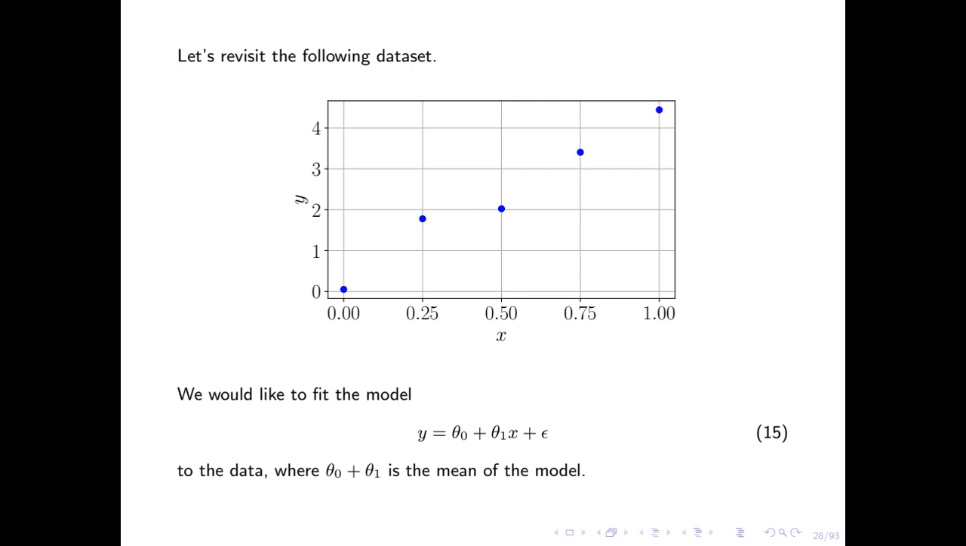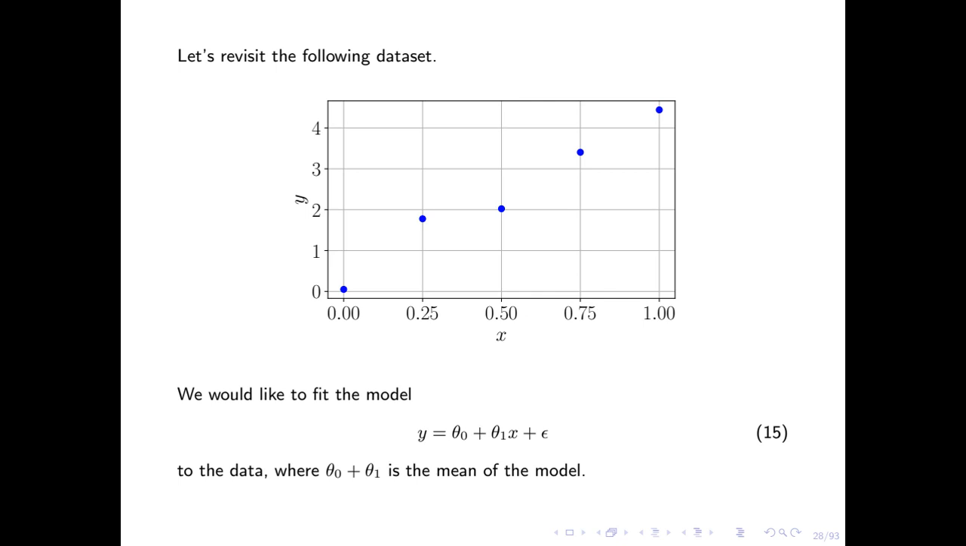Okay, so this is a mistake here. This theta 0 plus theta 1 is the mean of the model. It's a copy and paste error. But we would like to fit equation 15 to the data. We have theta 0 and theta 1. Those are two unknown parameters. And we acknowledge the fact that there's some randomness in the data.